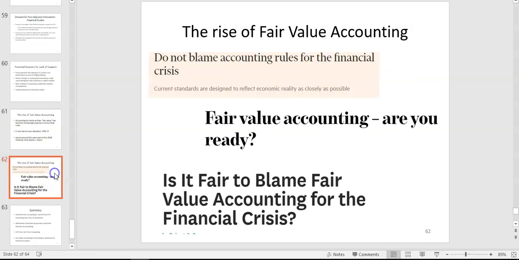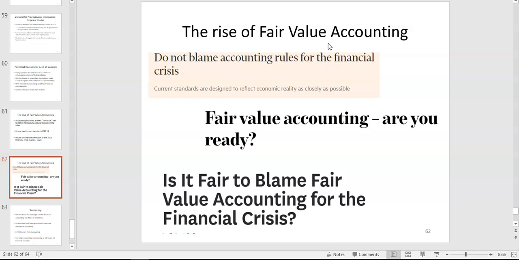And we can see I just took a couple of headlines. Do not blame accounting rules for the financial crisis. Fair value accounting, are you ready? Or is fair value to blame? Is it fair to blame fair value accounting for the financial crisis? So you can Google that for a number of different articles. And one of the questions in your question pack for this topic will look at the concept of fair value accounting and whether or not it had a role to play in the financial crisis.